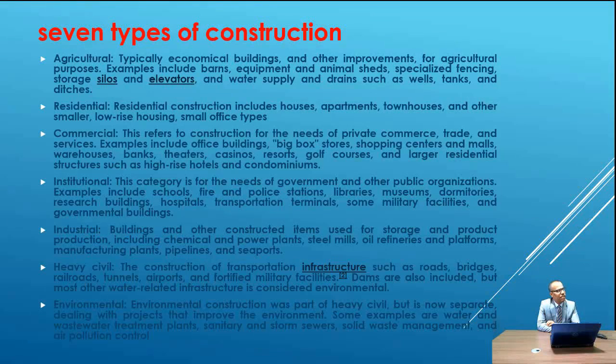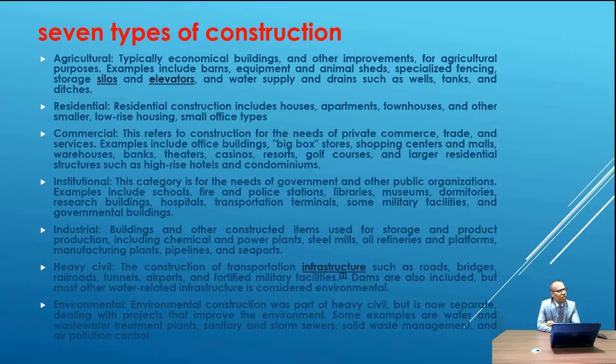Seven types of construction. Agriculture, typically economic building and improvement for agricultural purposes. Examples include farming equipment and animal sheds, storage silos and elevators, and water supply and drainage such as water tanks. Residential construction includes houses, apartments, and other smaller low-rise housing, small office types.